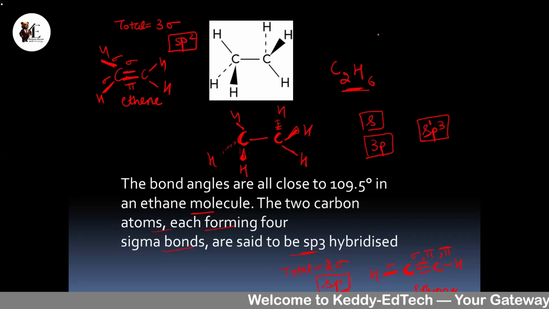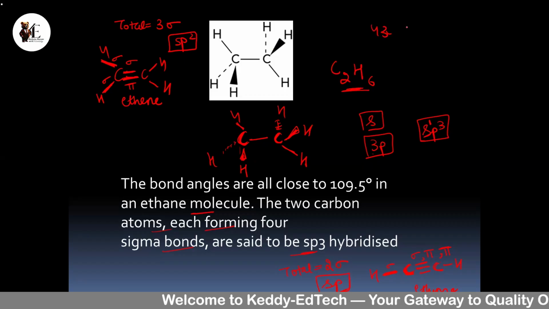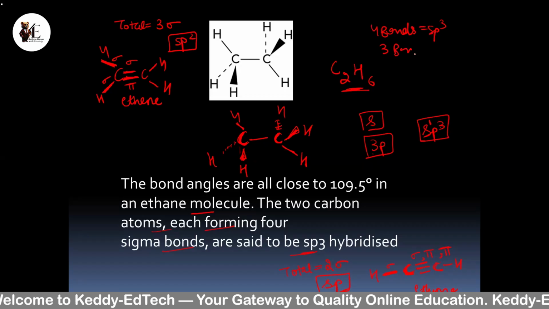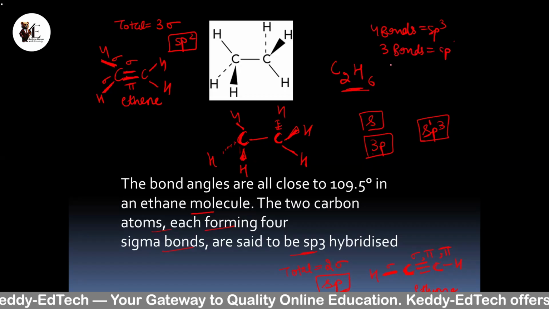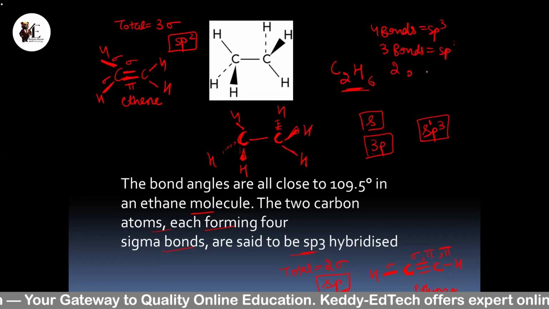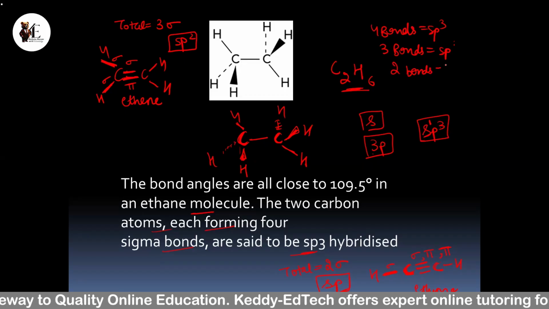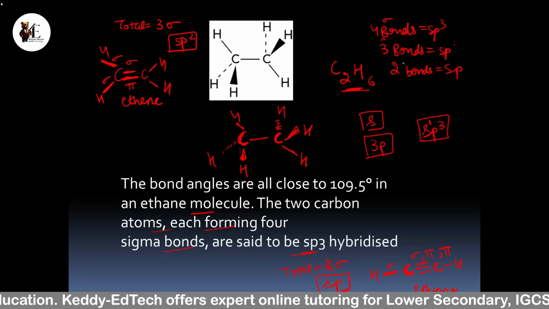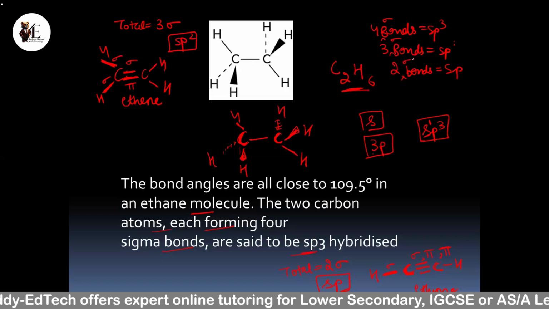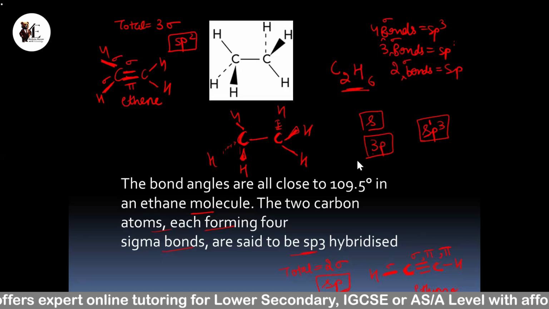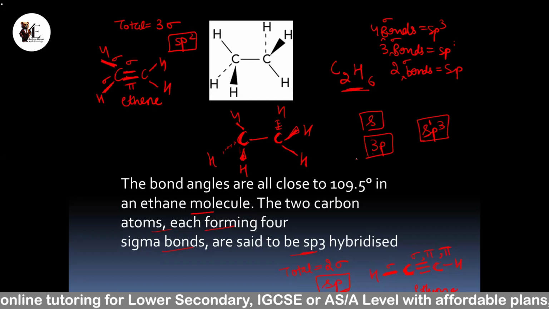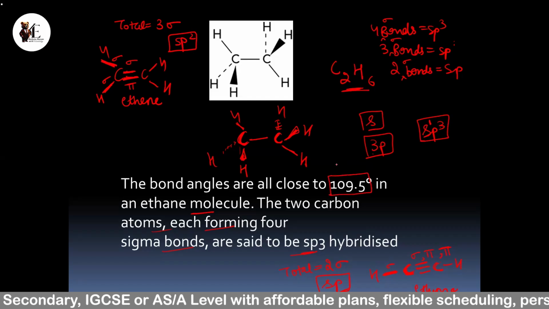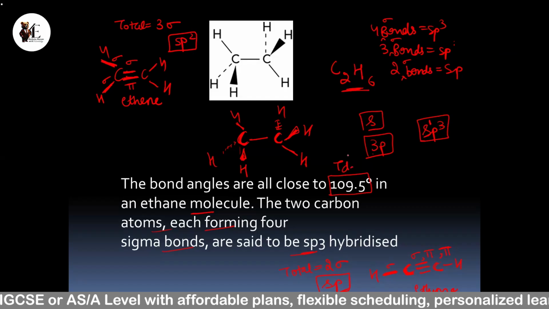If you have 4 bonds, then it is sp3 hybridized. If the carbon atom makes 3 bonds, it is sp2 hybridized. If the carbon atom is making 2 bonds, then it is sp hybridized. I'm talking about sigma bonds, not pi bonds, only sigma bonds. This is a tetrahedral molecule in which we always have this angle of 109.5 degrees. This is fixed for every tetrahedral molecule.